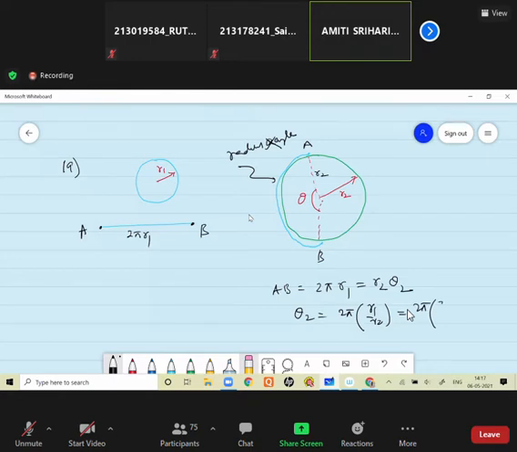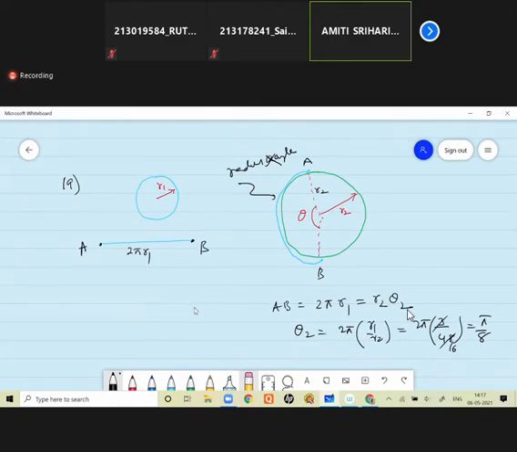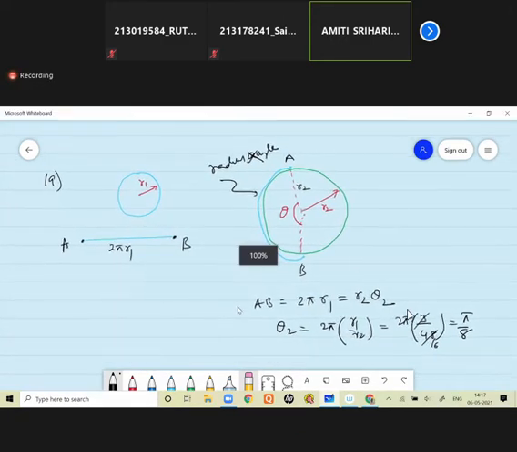R1 is 3 by 48. This is pi by 8. Is that clear, children?